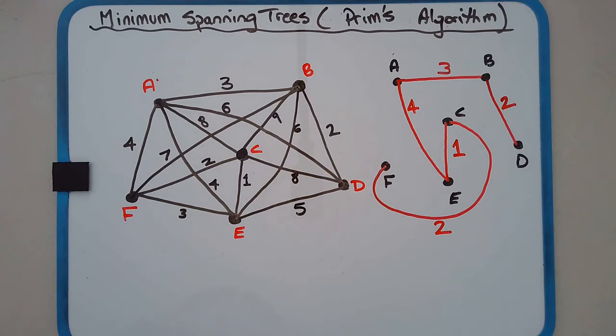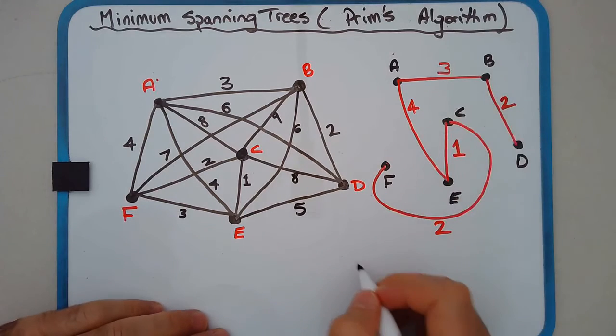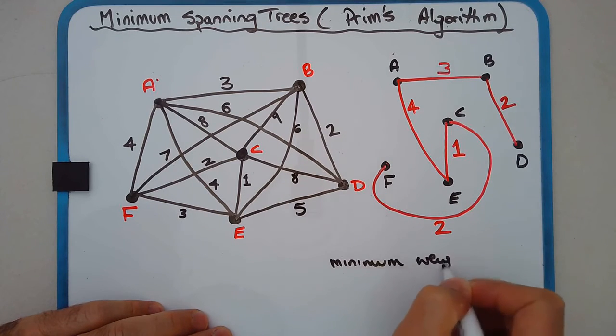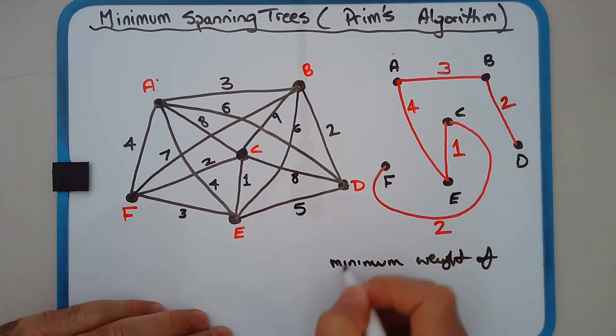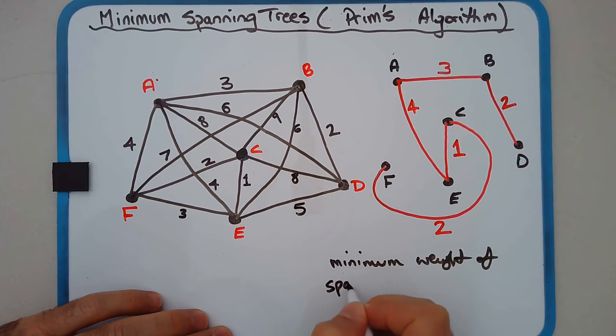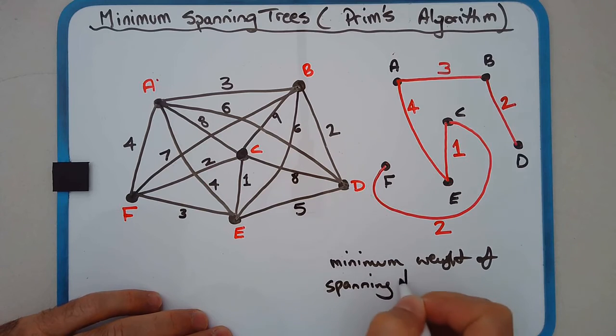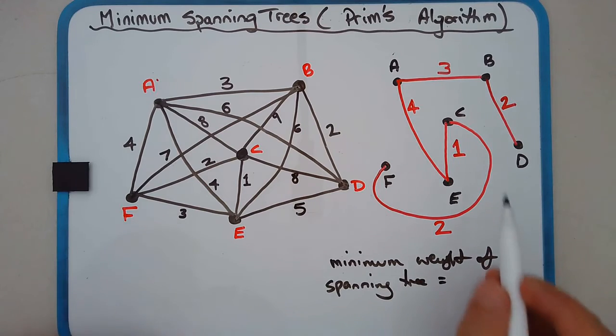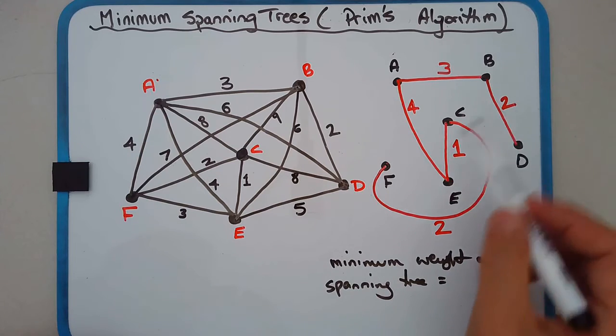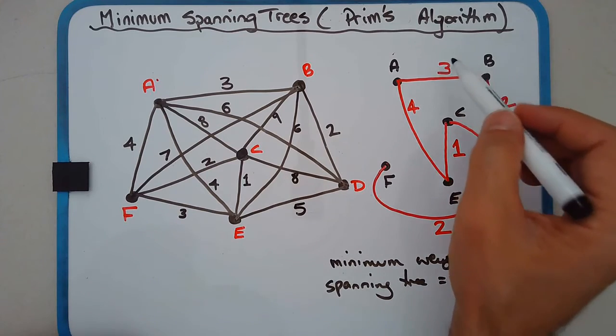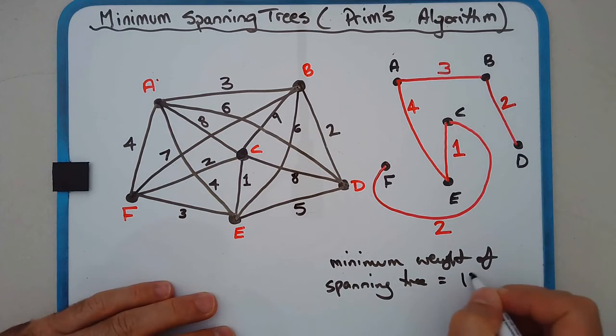Right. Let's see if we got the minimum weight of 12. Let's add up all the weights. So the minimum weight of this spanning tree is equal to, what have we got? 1 plus 2 plus 2. So what's that? That's 5, plus 3, plus 4. That'll be equal to 12.